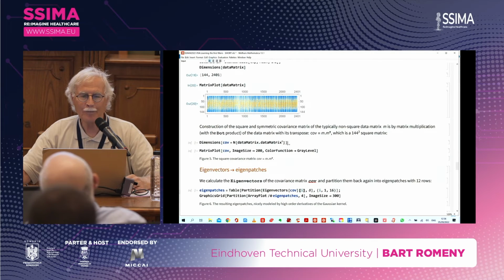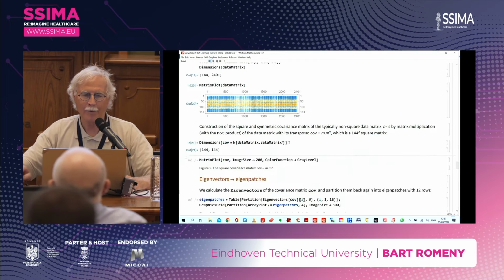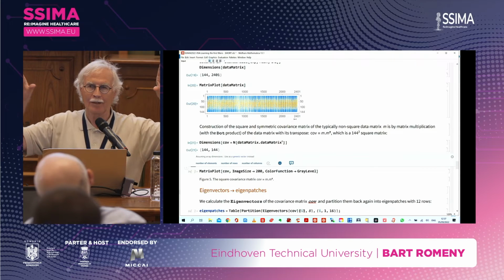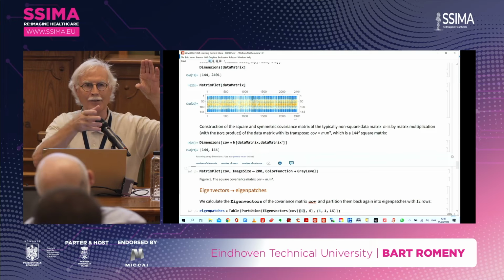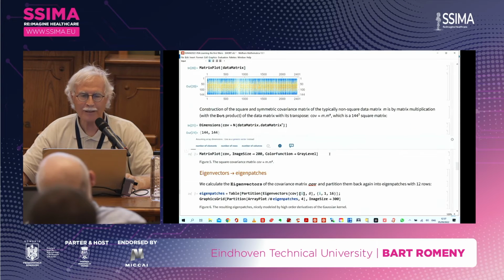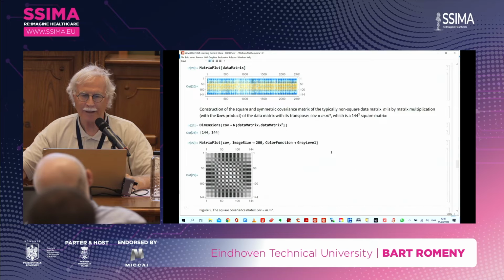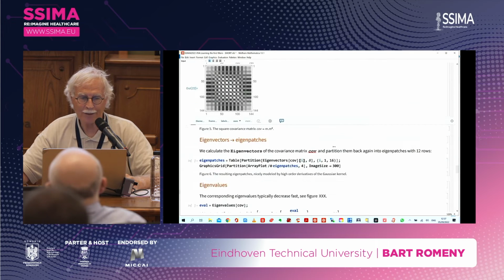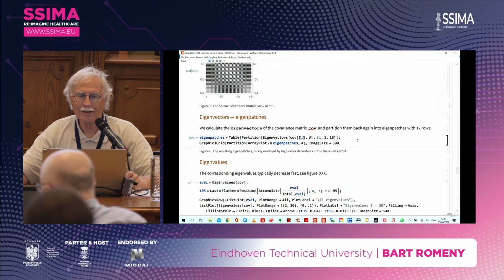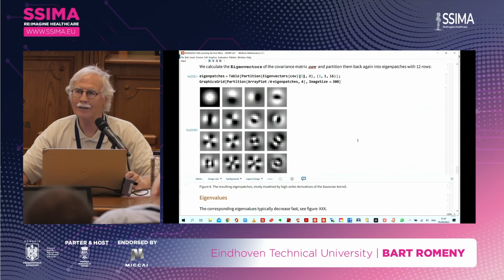And I want to make it square. Well, there's a trick to make it square. You take that matrix, you multiply it with the matrix rotated 90 degrees, and you get a square matrix. And from this matrix, not so interesting to look at, we can calculate the eigenpatches, the eigenvectors. And these are the eigenvectors. Hey, these are the eigenpatches.